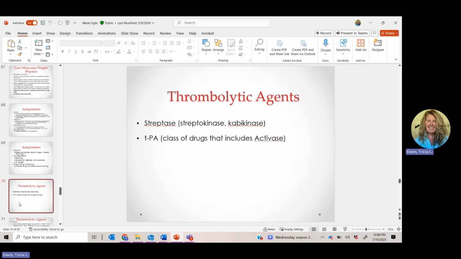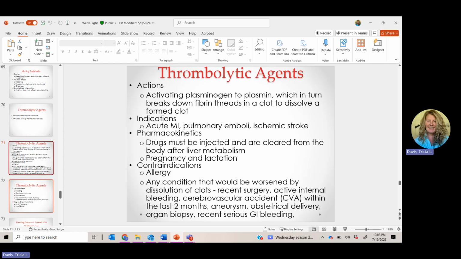Some of our thrombolytic agents, this is what we call our TPA or our streptase. So our thrombolytic agents work to break down fibrin threads in a clot to dissolve a formed clot. So this is a class of medications that will dissolve clots. What type of medication does not dissolve a clot? Your low molecular weight heparin, which is your Lovenox. They do not dissolve clots.